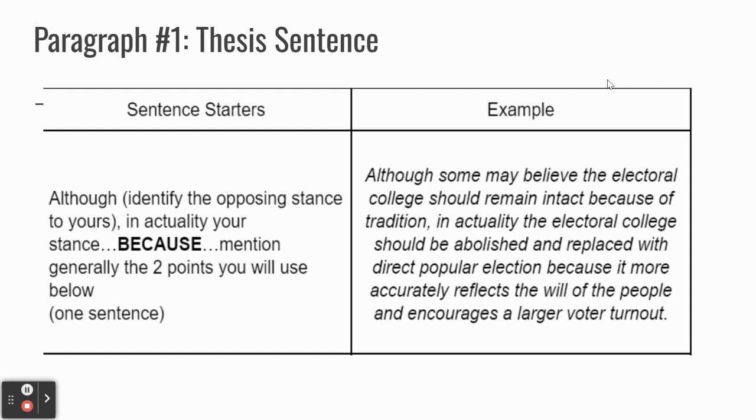So in this thesis statement, we have their opinion, we have your opinion, and we have why you believe in that opinion, right? So "in actuality, the Electoral College should be abolished and replaced with direct popular election" is your opinion. And then what follows the "because" are your two reasons: because it more accurately reflects the will of the people and it encourages a larger voter turnout. So those are your two reasons that you had already brainstormed.